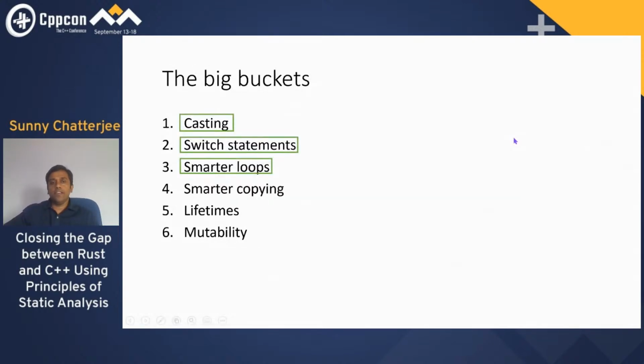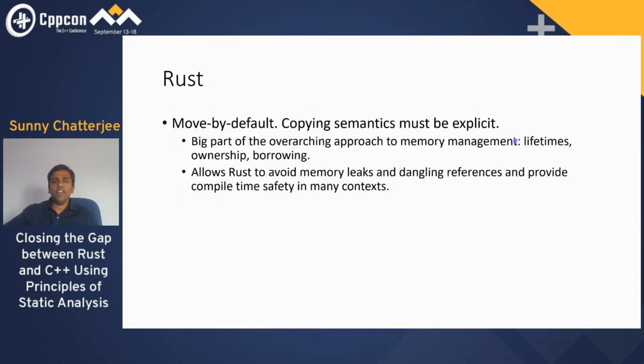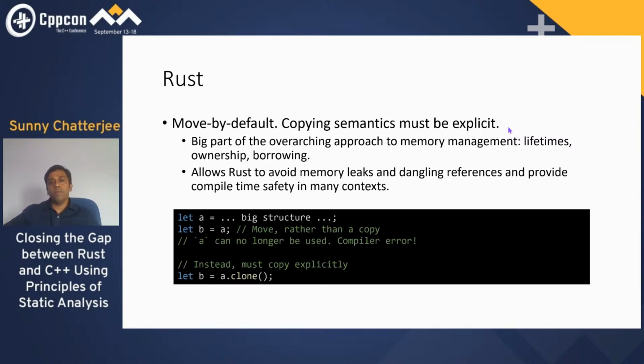So we covered casting, switch statements, smarter loops. Next, I'll be talking about smarter copying. The interesting thing about Rust is it's move by default, and copying semantics must be explicit. This is very different from C++, which is a language that is copy by default, and move semantics has to be specified explicitly. And move by default is indeed a big part of Rust's memory management techniques like lifetimes, ownership, borrowing, and it helps Rust prevent memory leaks.